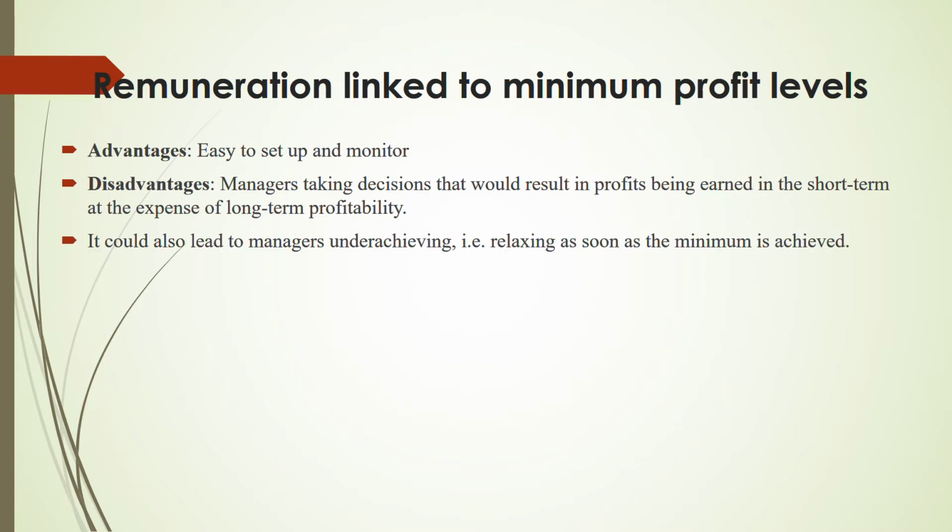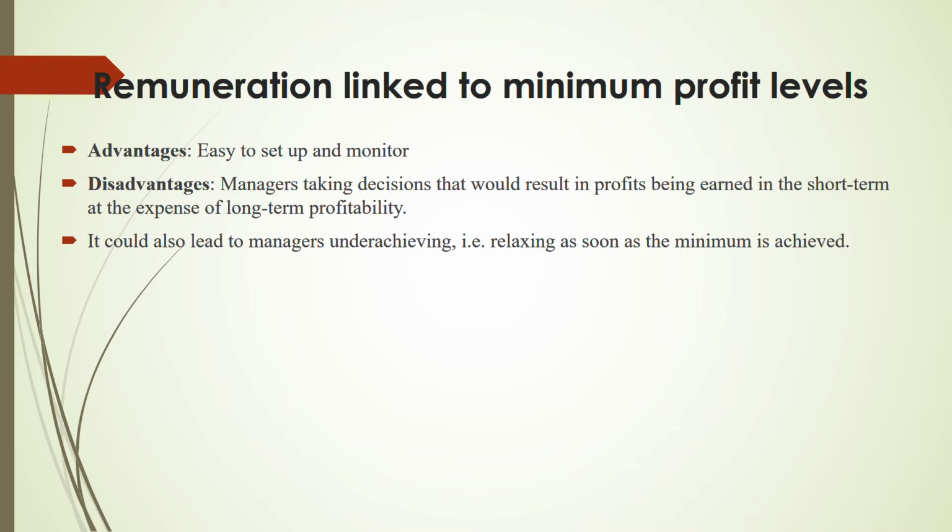Next, managers underachieve. They are not going to achieve the maximum. They are not going to do their best. Why? They relax as soon as the minimum is achieved, because it's a minimum profit level. Let's say the minimum profit level is 10,000. So once they receive more than 10,000, let's say 11,000, they will relax. They don't want to go higher than that.